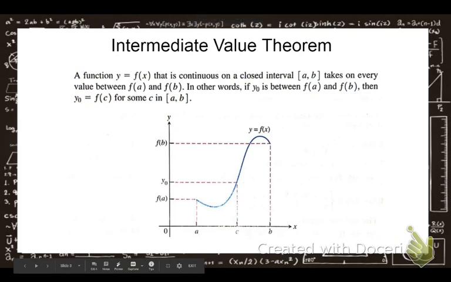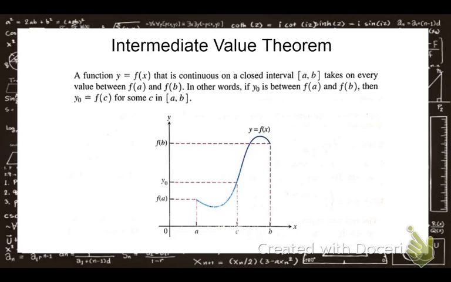And the last thing we talked about in this unit was the intermediate value theorem. We said that if a function has two endpoints, a and b, whatever their y values are, f of a and f of b, the intermediate value theorem essentially says that for all the points in between a and b on the x-axis, whatever their corresponding y values are, they have to attain every y value in between f of a and f of b.